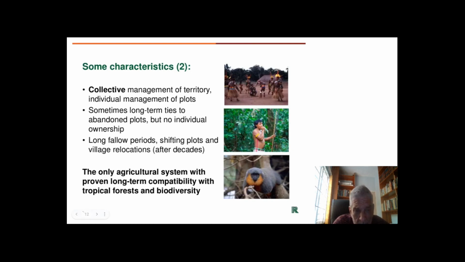But this last part is very important. It's the only agricultural system with a proven long-term compatibility with tropical forests and biodiversity. These people have been in the forest for thousands of years, and biodiversity wasn't affected at all. But with modern technology, the farming methods being employed now are not sustainable, and they've probably been around for less than 100 years.